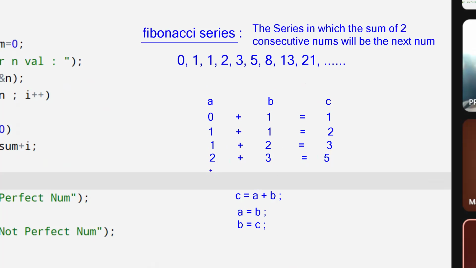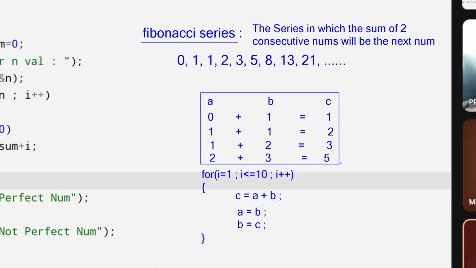So how many times is required? That many times you need to repeat the loop. Suppose 10 is required, then i less than or equal to 10, i plus plus. 10 times you need to write. Okay, please write the logic, then I'll explain the final code, everyone.